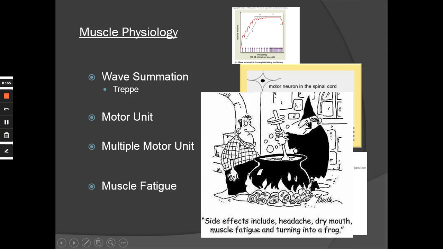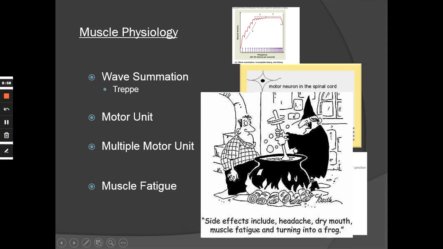All right, so muscle fatigue. I blew this up so you can see my little cartoon. Side effects include headache, dry mouth, muscle fatigue, and turning into a frog. We do happen to hear that phrase a lot, muscle fatigue, and more often than not, we're kind of using it incorrectly. So we're going to talk about what is true muscle fatigue.